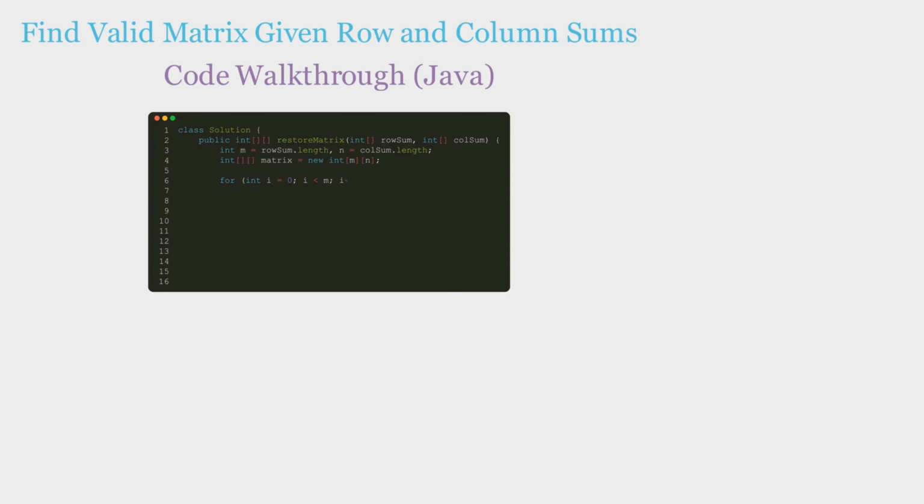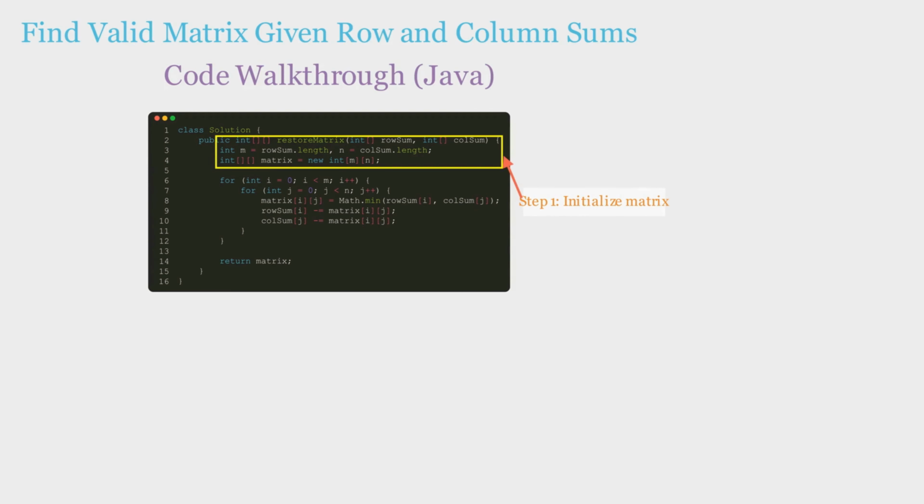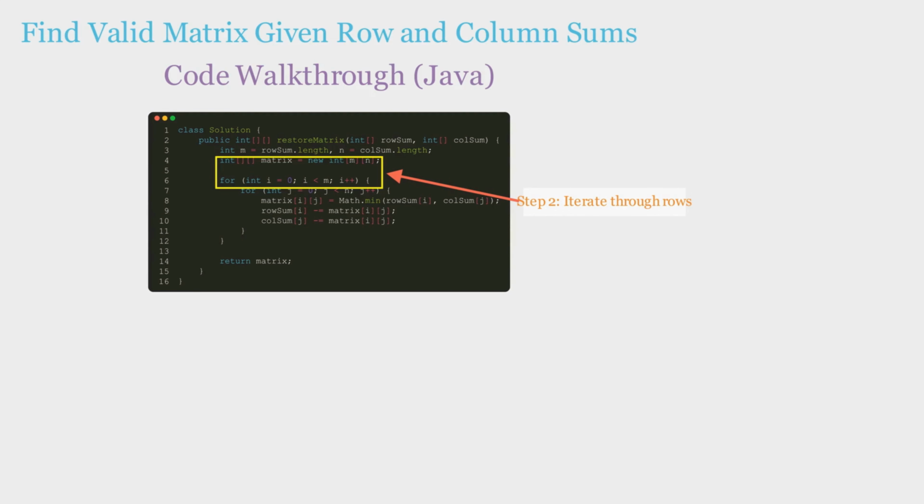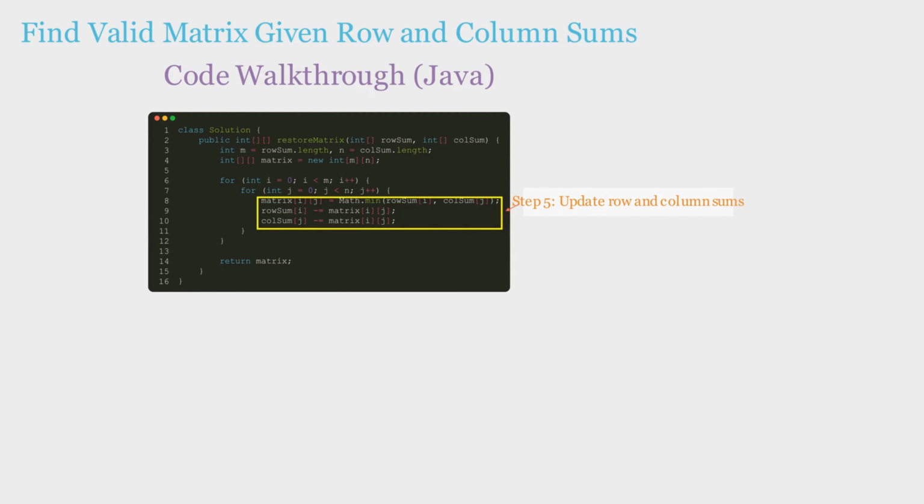Let's walk through the Java implementation. We start by initializing our matrix. Then we use nested loops to iterate through each cell. For each cell, we set its value to the minimum of the current row and column sum. After setting the cell value, we subtract it from both the row and column sums. This process continues until we've filled the entire matrix.